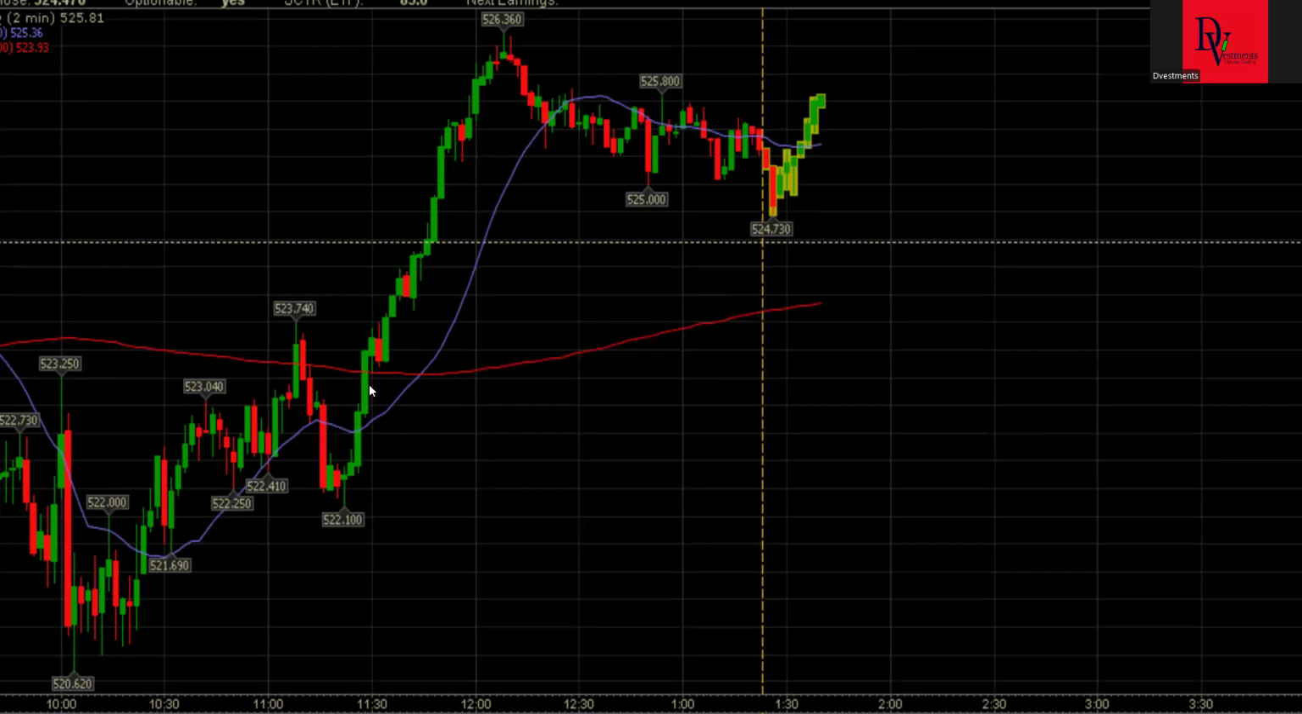We got price trading above the 20, and it just broke out of the 200. And what did the 20 do? The 20 just crossed over its big brother, and now it's the boss. And price is just riding all the way up.